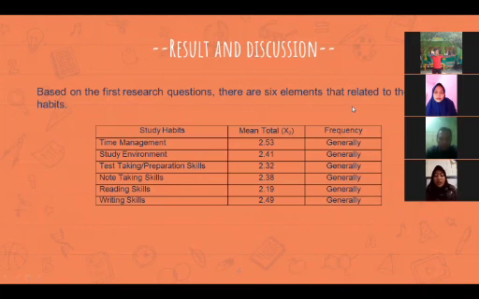Based on the table, we can see that the mean from student study habits in time management as a whole was 2.53. From the mean, it can be described that the students sometimes had a good time management. They have a master schedule for each semester and regularly update it for each week or day. Sometimes they stick to the schedule.